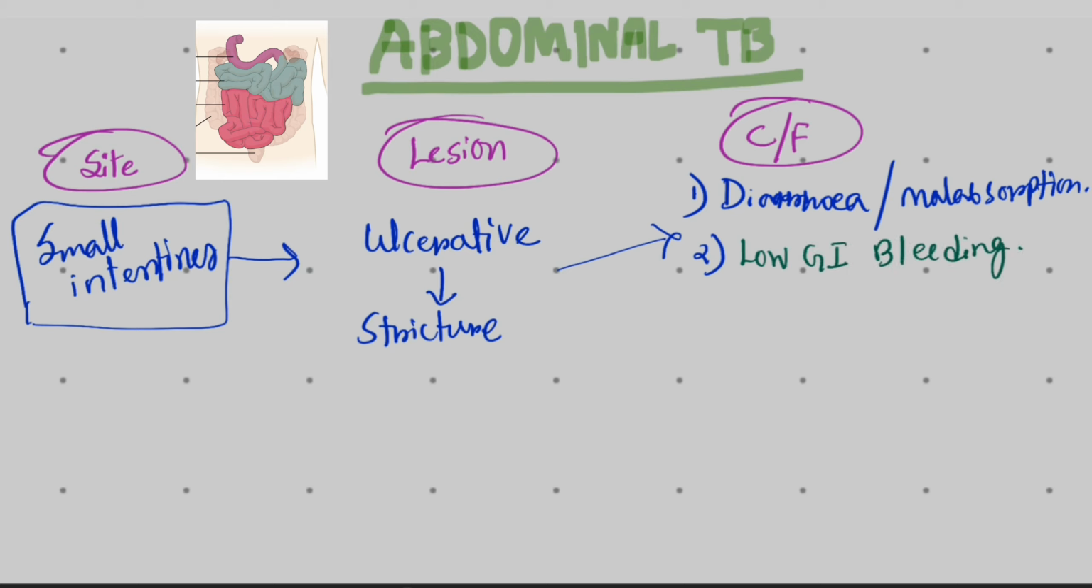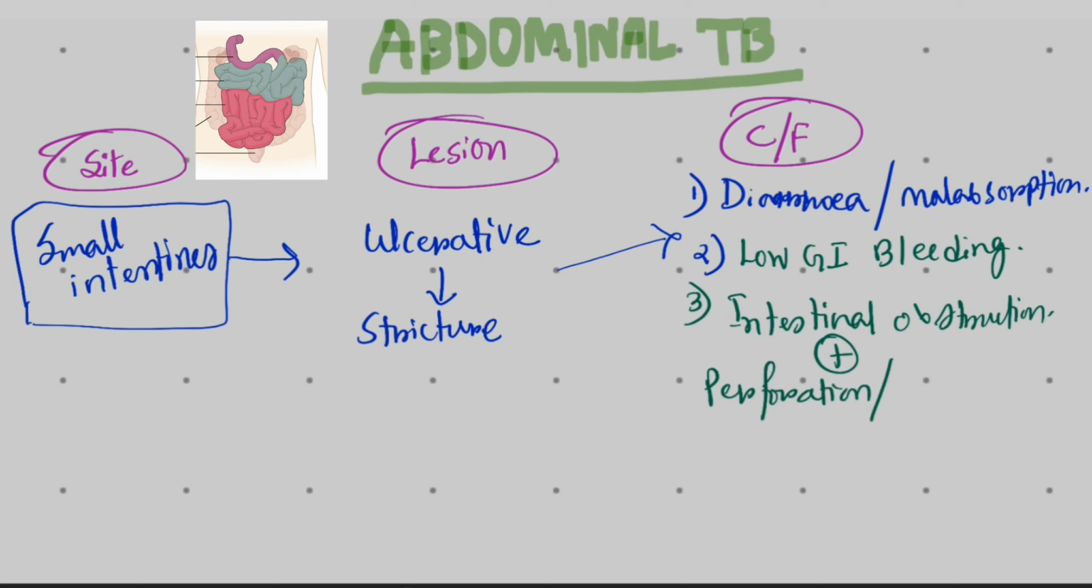These initial ones are actually due to the ulcerative lesions, but if there is any stricture formation, it will lead to intestinal obstruction. So you may get features of intestinal obstruction due to decrease in the lumen size. Also, in later stages, you will get perforation. You may get peritonitis, basically due to perforation.